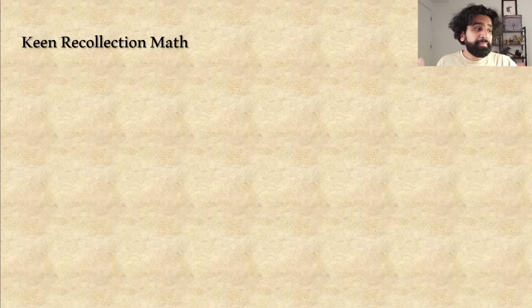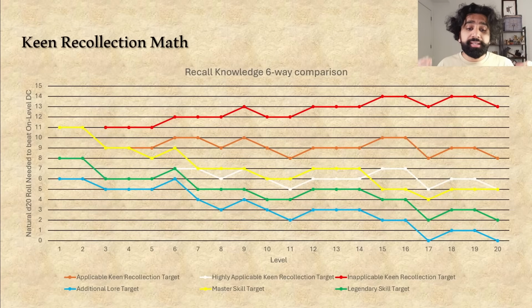And this is what the math ends up looking like for our 6-way comparison. The x-axis is the level range, 1 up to 20. The y-axis, the height of each of these charts at any given point, tells you the natural d20 roll needed for you to beat a standard on-level DC for that level, given the DC reductions that your progression gives you. -2 for certain lores, -5 for highly applicable ones. So the 6 charts each account for the skill progressions we talked about in the previous slide and the DC reductions implicitly. Note here that since this is a natural d20 roll needed, a higher number is bad.